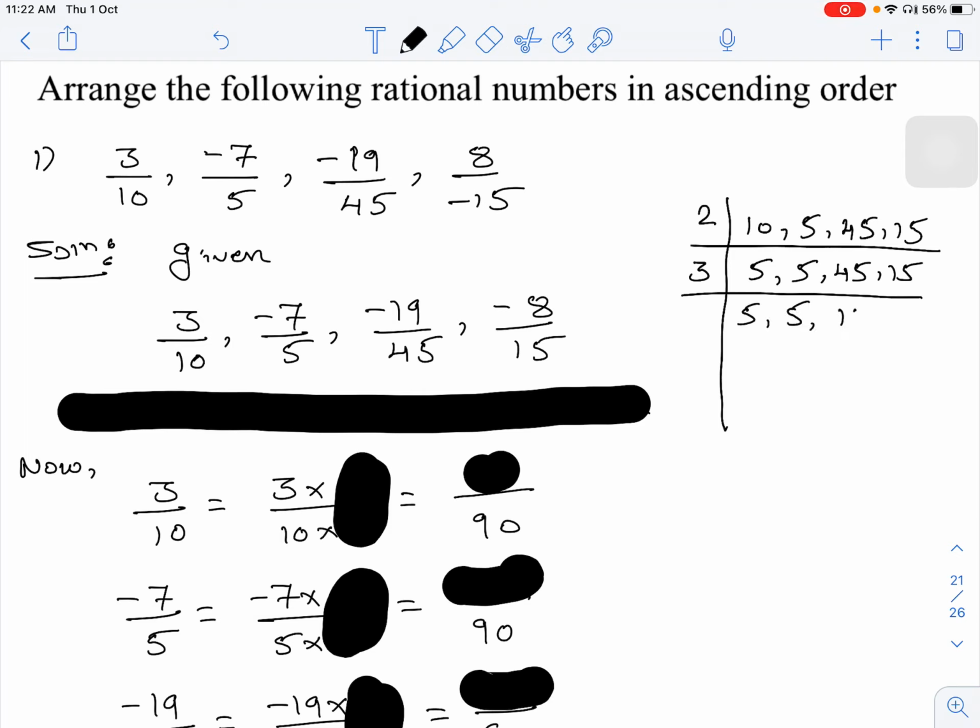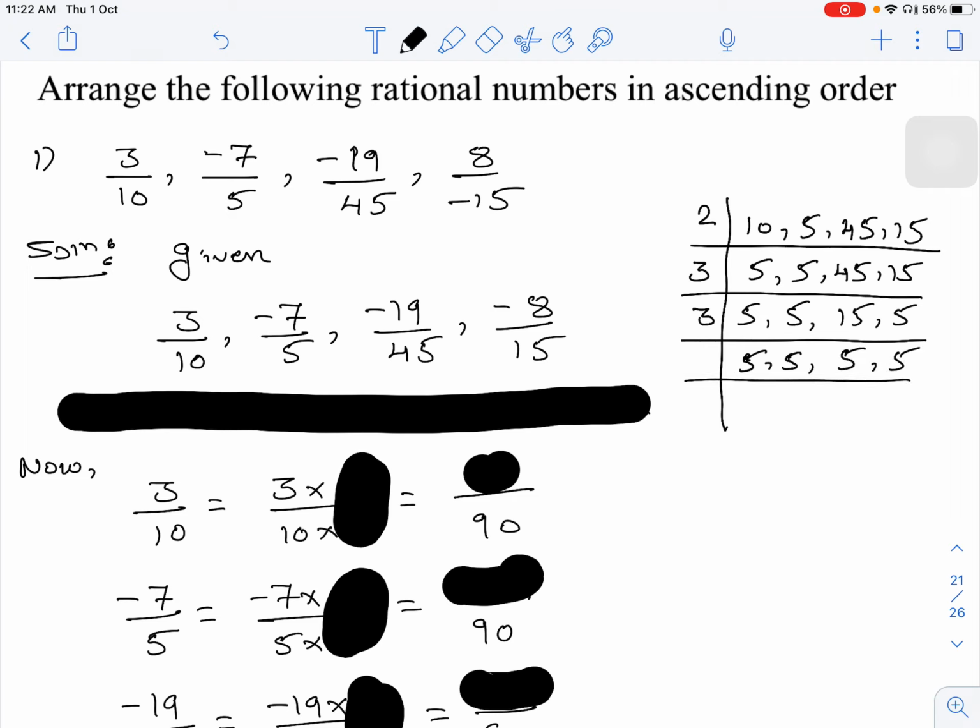Okay, so 3 fifteens are 45, 3 fives are 15. Again it can be seen that this 15 is also divisible by 3, so we will divide it by 3. So 3, now here again 5 will be as it is, this 5 will be as it is. Now 3 fives are 15 and this 5 as it is. Now all the numbers are divisible by 5, so our next prime number is 5. So 5 ones are 5, and the rest become ones.